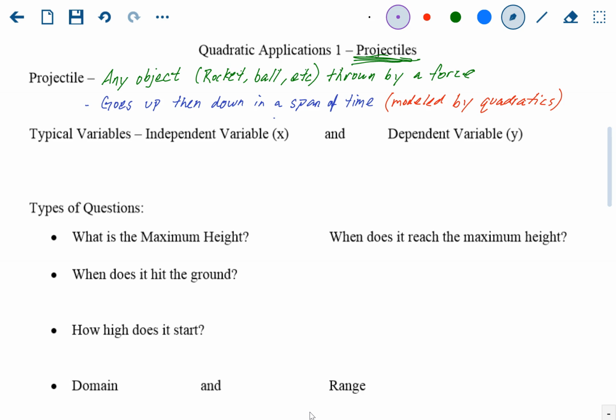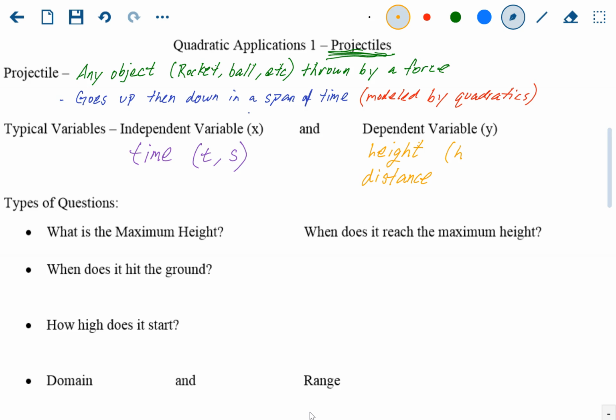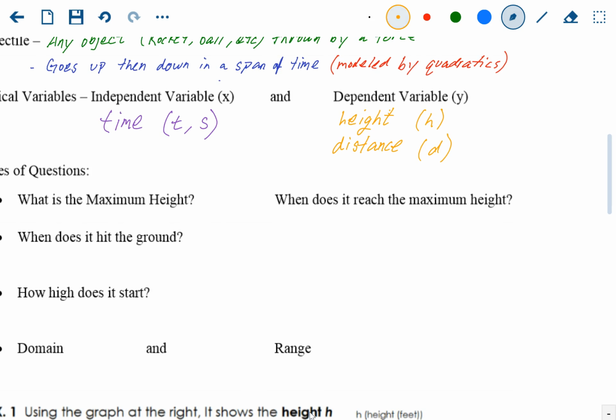So your typical variables, remember you have your independent variable, usually x. In this case, x is going to be defined as time. Usually you see t for time, or s for seconds, h for hours, something like that. So it's not going to be x, it's usually going to be t. Dependent variable, what does it depend on? Well, instead of y, we're usually going to say it represents height, or h, or distance for d. Again, the variables are always interchangeable.